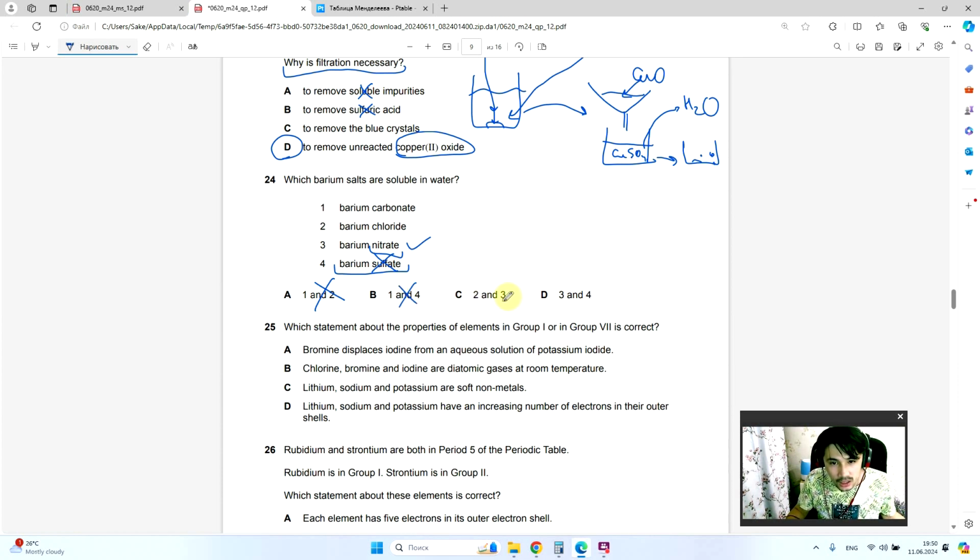Then look at options containing the third substance. So you need to cancel out compound number 4. As I told you, barium sulfate is insoluble, so the only correct answer is C, 2 and 3. Barium chloride is soluble. Barium carbonate: carbonates except metal 1, 2 and ammonium carbonate are insoluble.